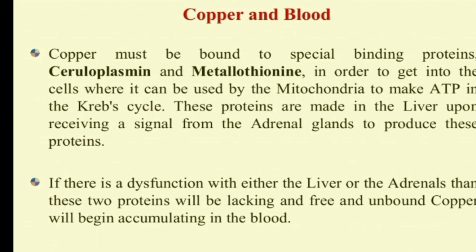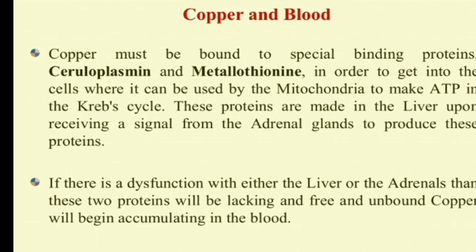And these proteins are actually made in the liver upon receiving a signal from the adrenal glands to produce these proteins. So the head will be the adrenal gland. The adrenal gland will send the signals to the liver. Then this liver will produce both these proteins, that is ceruloplasmin and metallothionein.